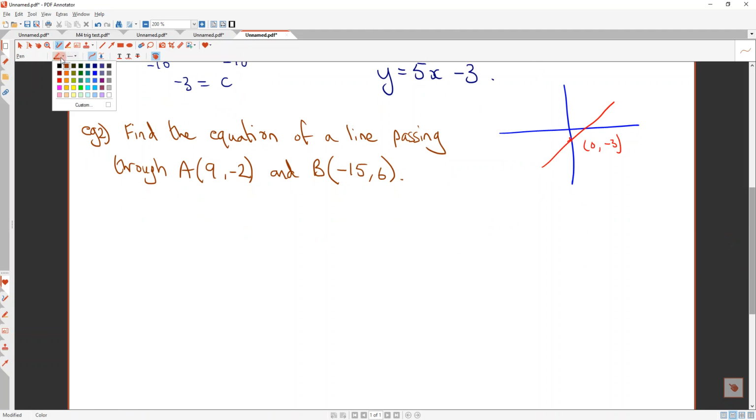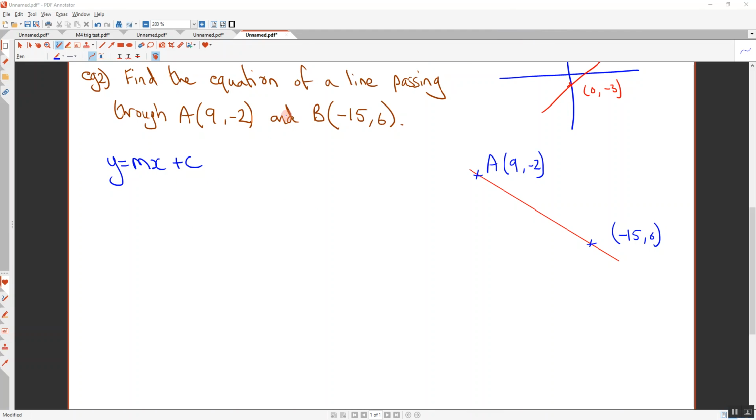To start you off, you know that your equation is going to be of what form? Yeah, y equals mx plus c. And if your equation is of this form, what two things do you need to figure out? Yeah, m and c. So you need to figure out the gradient and the y-intercept. See if you can figure out either of those or both using this information. I'll give you a few minutes.